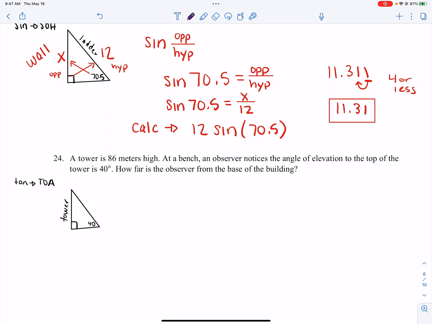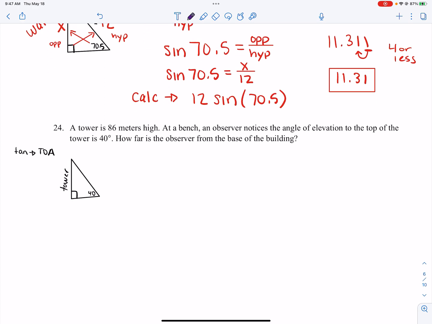All right, last one. A tower is 86 meters high, so they told me that, so that's 86. At a bench, an observer notices the angle of elevation to the top of the tower is 40 degrees, so my 40 degrees is right there. How far is the observer from the base of the building? Okay, so like right here is your base of the building, and then over here on the very corner would be your observer. So what I'm looking for, how far, would be this bottom here. So that's where my x goes.